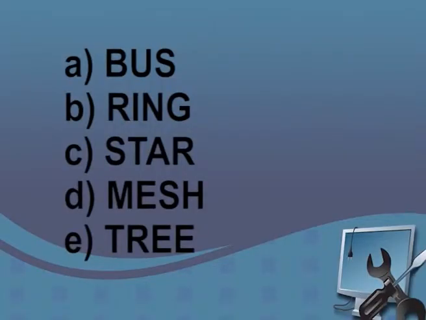Nodes in a local area network can be arranged in many formats. It is called the topology of the network. Various topologies are defined for a local area network, that is LAN, which are bus, ring, star, mesh and tree.